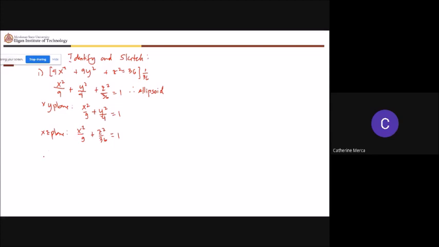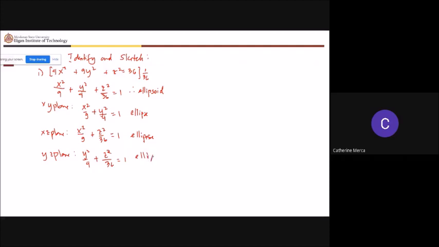And then the other one is on your yz plane. So for the yz plane, we only consider the traces. This is a shortcut when sketching. So yz, you have your y and z here: y squared over 4 plus z squared over 36 equals 1. Although it is an ellipsoid, its traces are all just ellipses. Ellipses can be seen here, and this is an ellipse too.